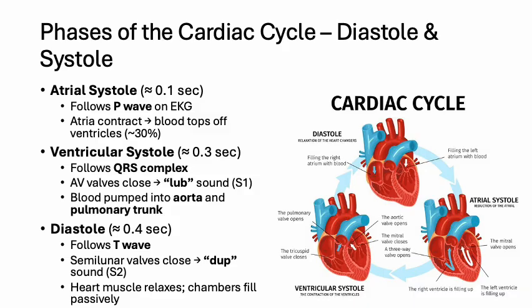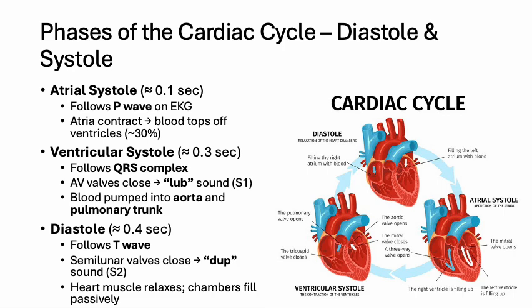Then we move into ventricular systole, which is triggered by the QRS complex. Here, the AV valves, the tricuspid and mitral valves, slam shut to prevent the backflow of blood into the atria. This produces the first sound, the lub sound. The ventricles then contract, forcibly pushing blood out through the aortic and pulmonary semilunar valves into the major arteries. This phase lasts roughly 0.3 seconds.